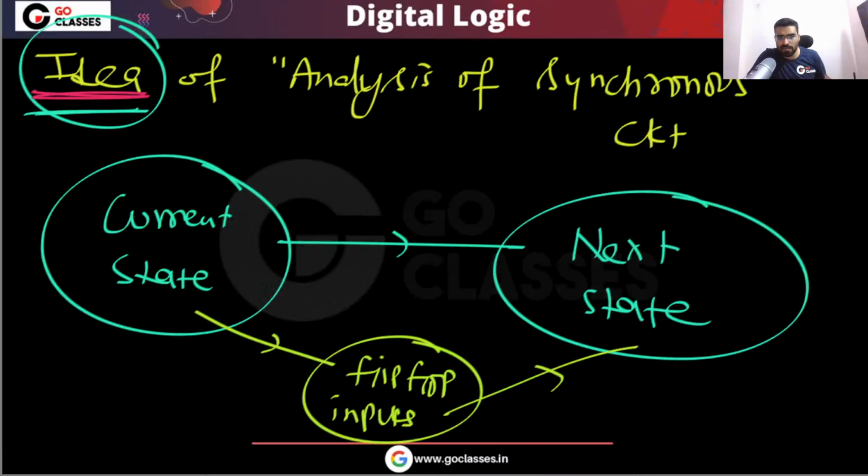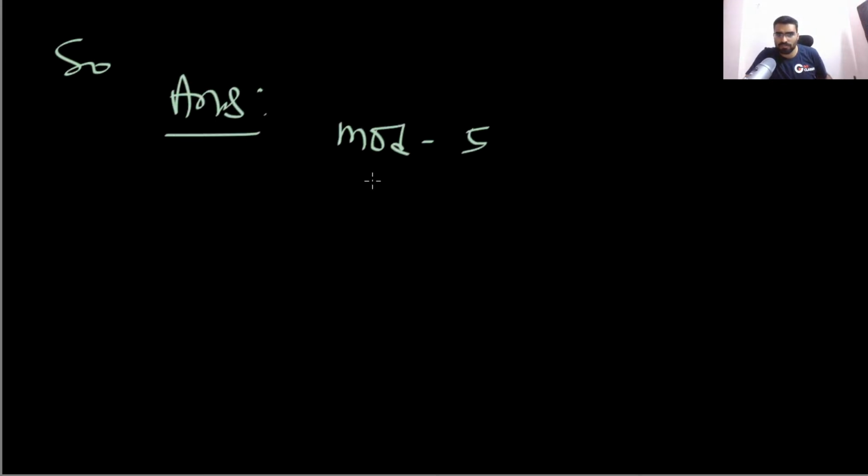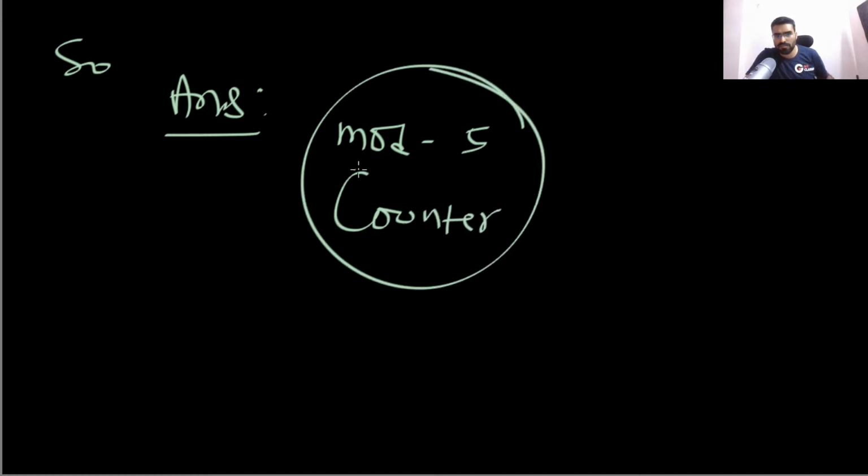Finally, what is the answer? So tell me, what is the answer? The answer is mode 5 counter. Is this point clear to everyone? Please tell me, is this point clear?